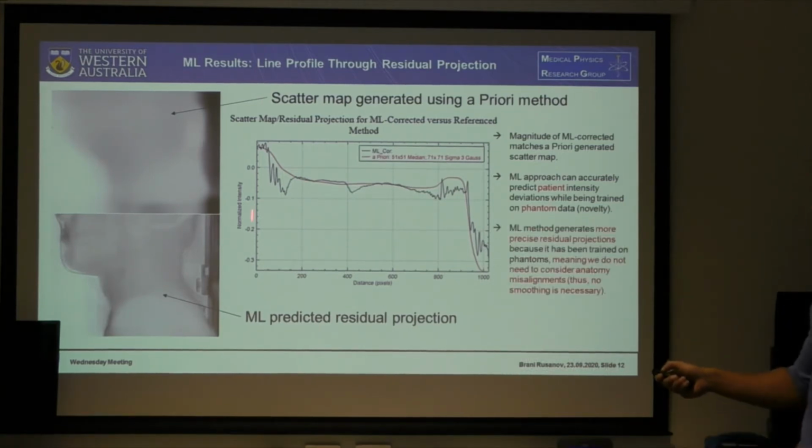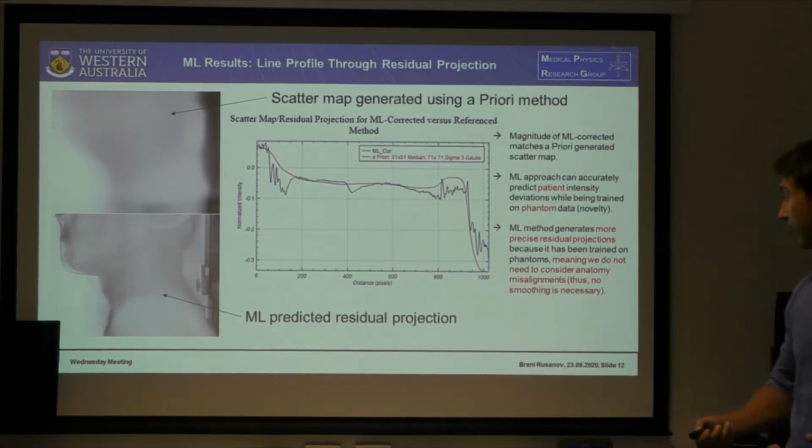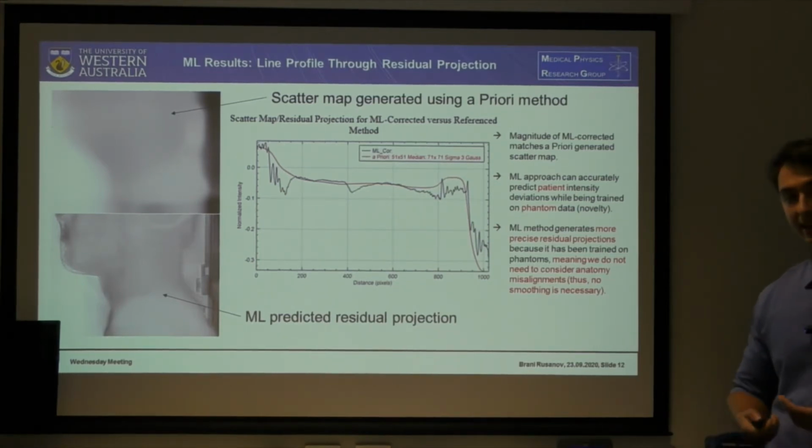But furthermore, if we look at the fidelity of these bumps, we see that the ML approach generates more precise residual projections. And this is because, again, it's been trained on phantom data, and meaning we don't need to consider any anatomical misalignments and apply any smoothing.